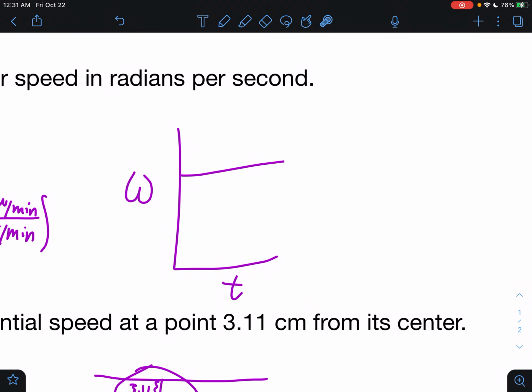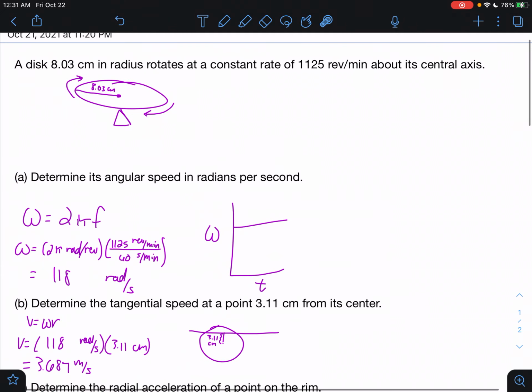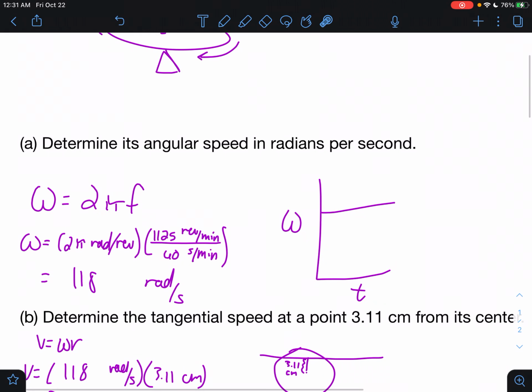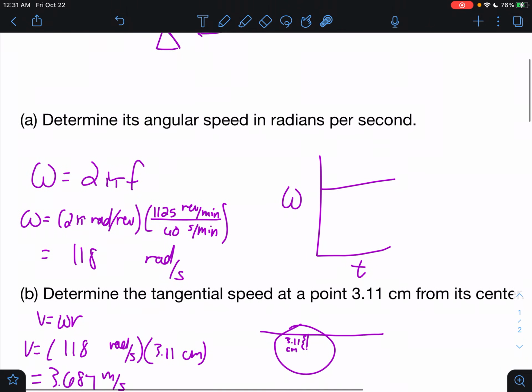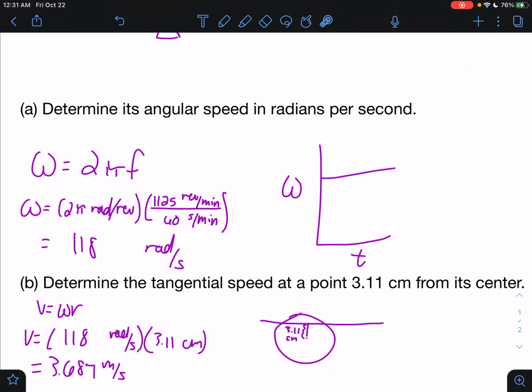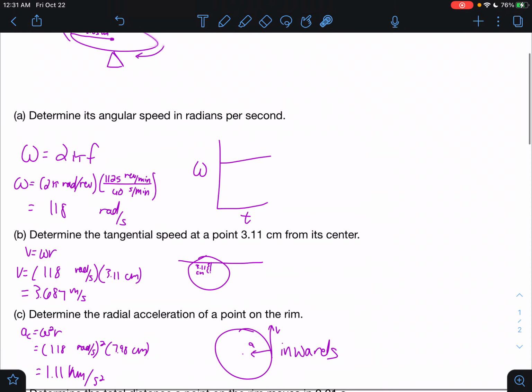I know it stays constant because it's not asking for the speed at any given time. It's just asking for the speed, which means it's not changing. If it were changing, it would give me the initial angular speed or the final angular speed, but it's not. It's just asking for the angular speed.